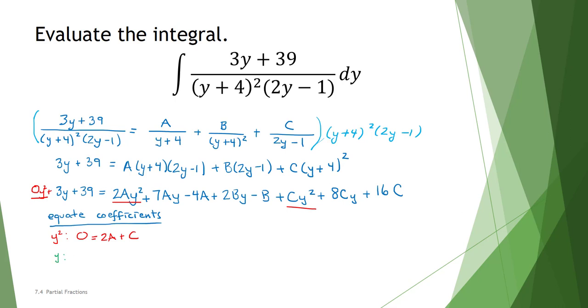Similarly, we're going to look at the coefficient on y. On the left, I have 3y, so the coefficient is 3. On the right, my terms that have a y are 7Ay, 2By, and 8Cy. So the coefficient on y is 7A + 2B + 8C. And lastly, we're going to look at the constant term. On the left, my constant term is 39. On the right, my constant term is -4A - B + 16C.